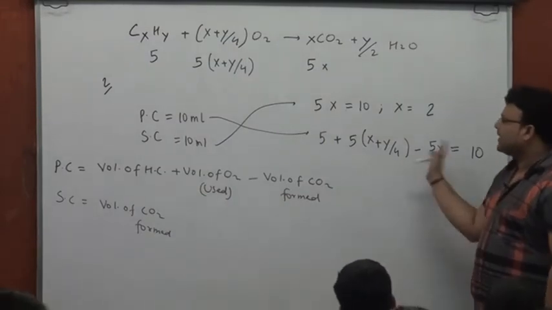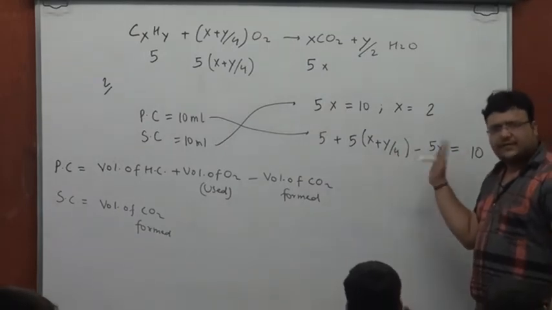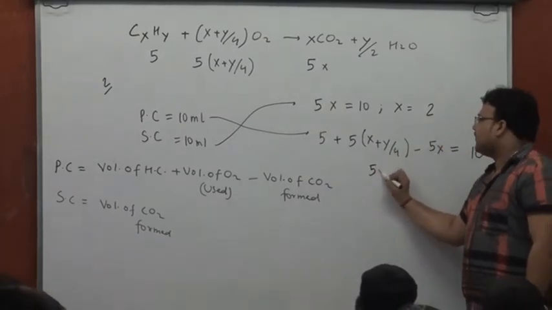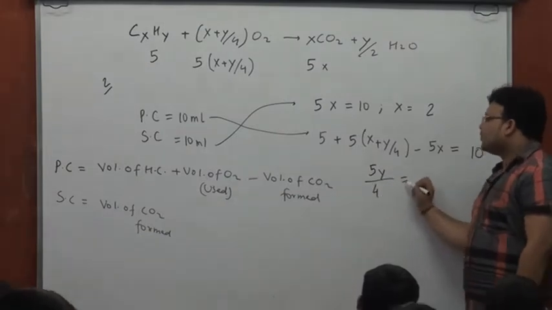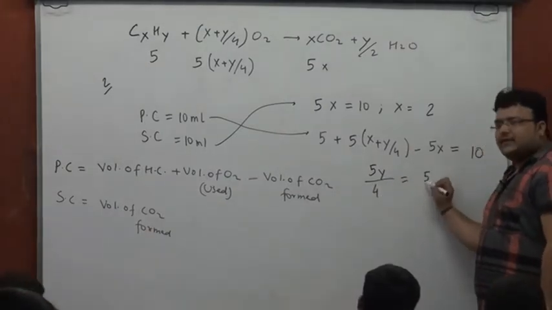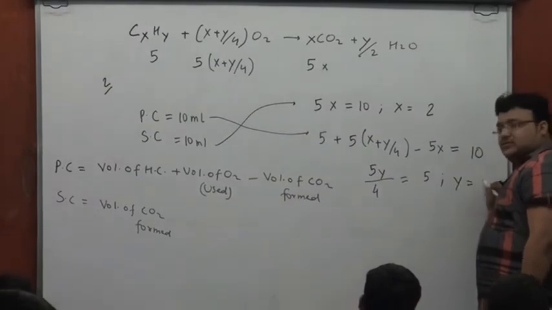Now 5x might get cancelled here. We'll get 5y by 4 is equal to 10 minus 5, which is 5. That's going to give you y is equal to 4.